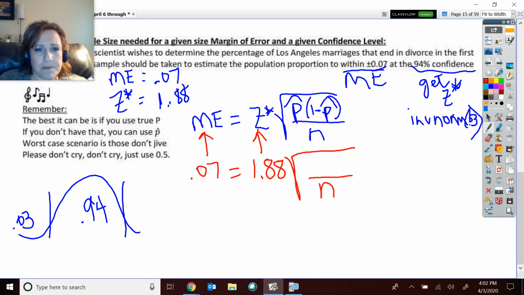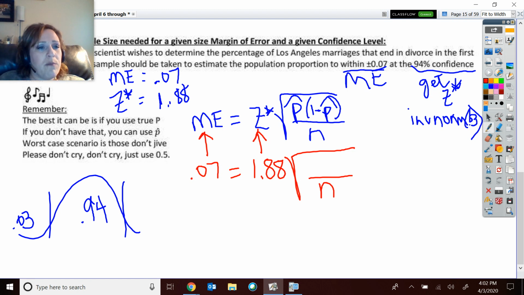So p hat. What happens up here? Did we take a sample yet? We have not taken a sample yet. Okay, so we don't have a p hat.